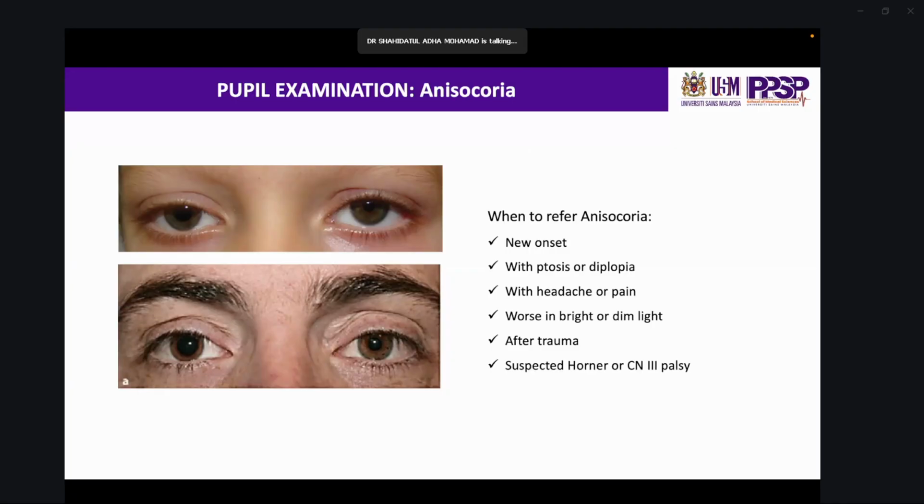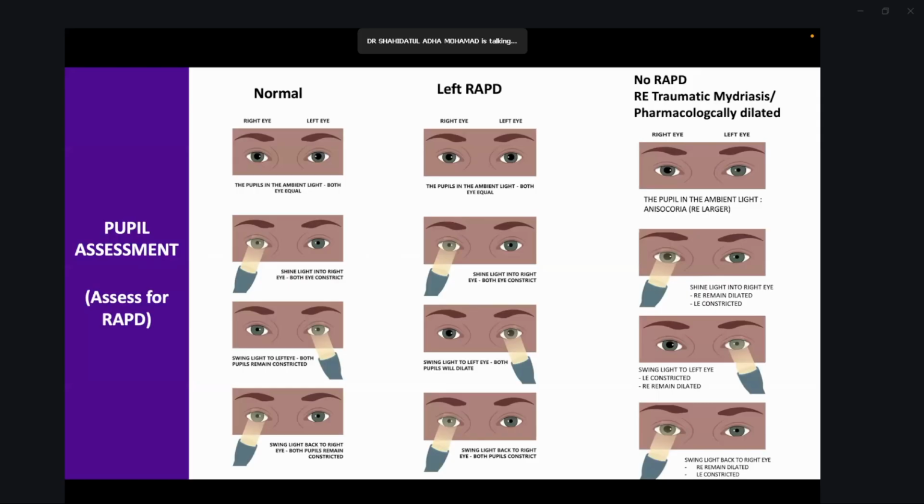So when do we need to refer anisocoria? If it is new onset, if it is associated with ptosis or diplopia, if associated with headache or pain, and if it is worse in bright or dim light. Okay, so we need to think whether the problem is with sympathetic or parasympathetic. And if the anisocoria develops after trauma, and in the case of suspected Horner or cranial nerve third palsy.